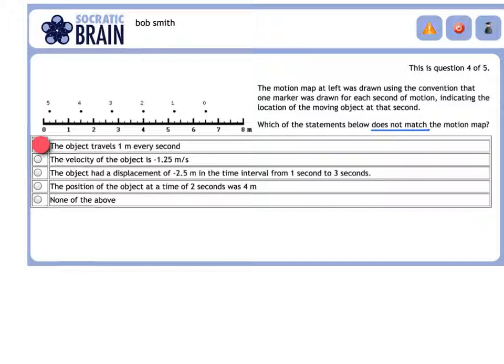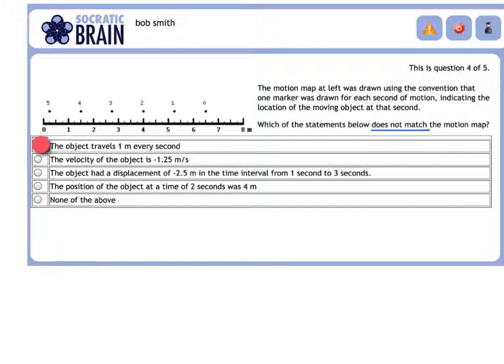The object had a displacement of negative 2.5 meters in the time interval from 1 second to 3 seconds. We didn't verify that one because we only did 1 second at a time. But here's what we can do. Let's go from 1 second here to 3 seconds and count the spaces. We've got 1, 2, 3, 4. That's 1 meter. 1, 2, 3, 4. 2 meters. And 0.25, 0.5. Sure enough, 2.5 meters in the negative direction from 1 second to 3 seconds. So that one's also true.